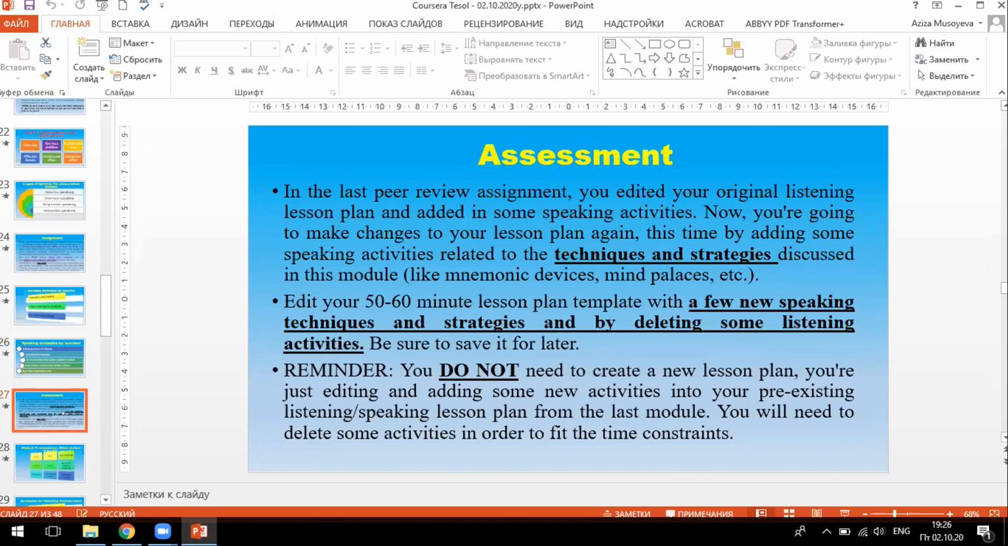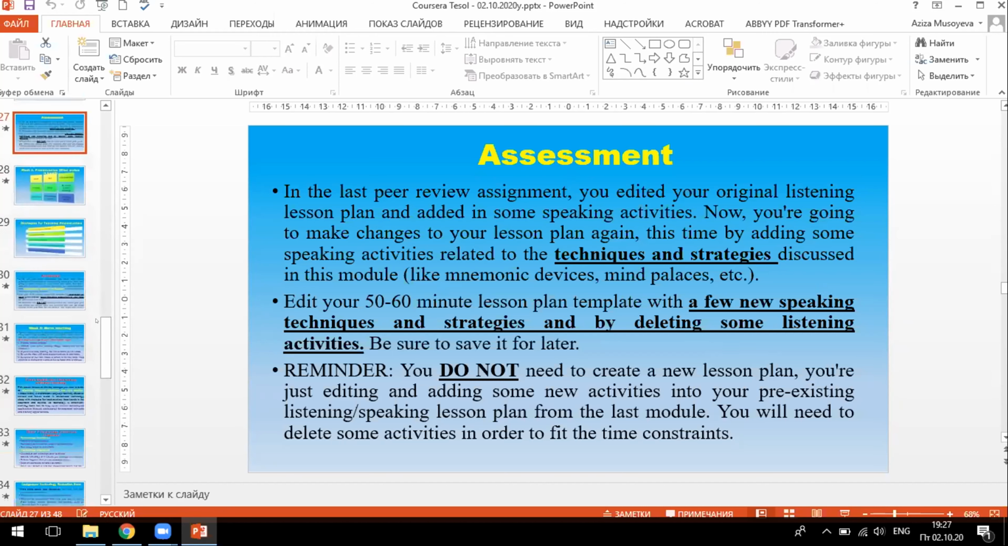And assessment, no, it should be assignment actually. Assignment for this week. They ask you to add some techniques and strategies in speaking, especially. They ask you to edit a 50-60 minute lesson plan template with a few new speaking techniques and strategies, and by deleting some listening activities. So again, you have the one lesson plan that you created for this course. So you edit that one. You don't need to create a new one again, I'm saying.